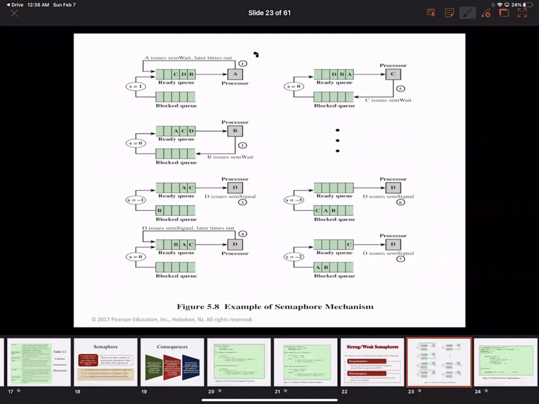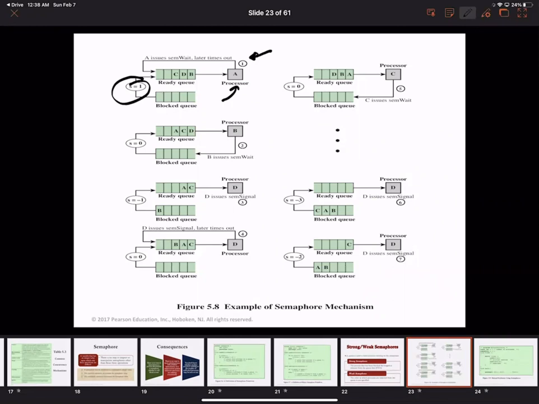Let's look at the initial situation in number 1. I'm going to show you how this goes in sequence. A is running on the processor, and B, C, and D are ready. So in the ready queue, we have B, C, and D in the order of arrival. The semaphore count has a value of 1. I'm going to use the variable s to indicate the semaphore variable, and it is initialized to 1, indicating that one of D's results is available.